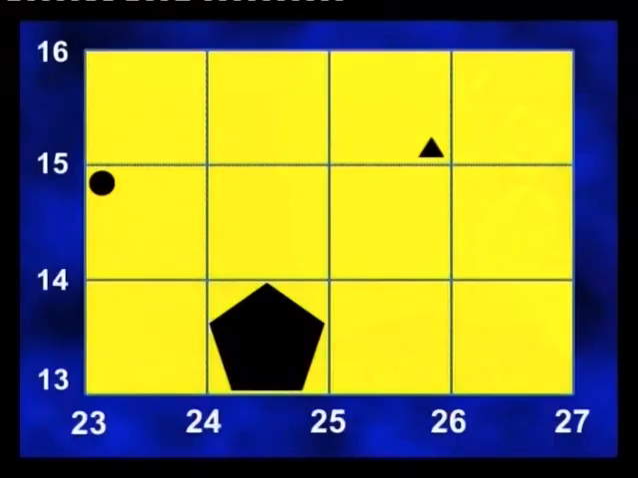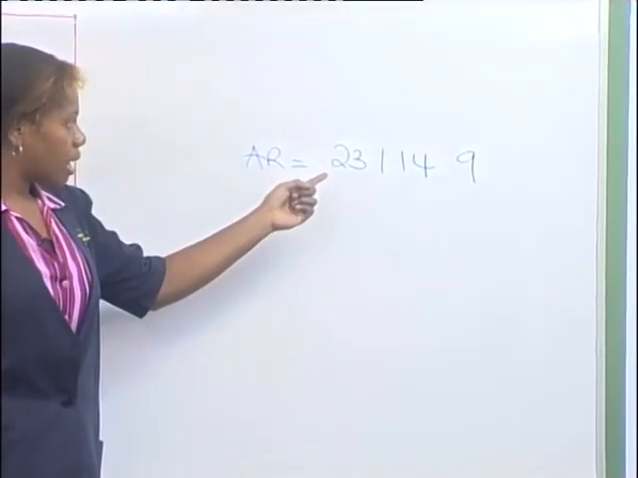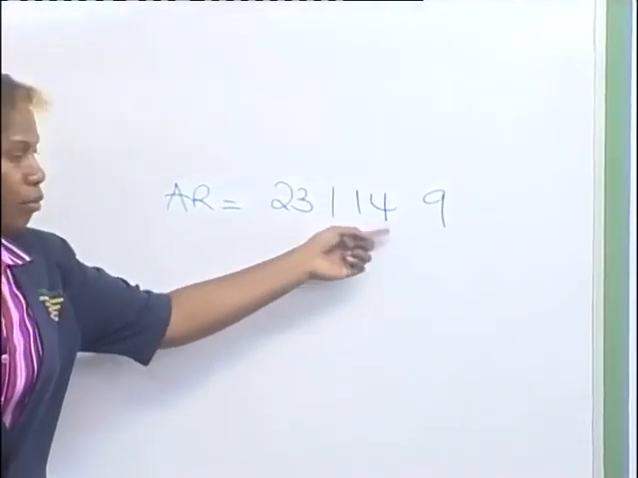23, 149. Right, your answer is 23 1, right? 23 1 and 149. All right, let's see how she got her answer. 23 1 1 4 9.